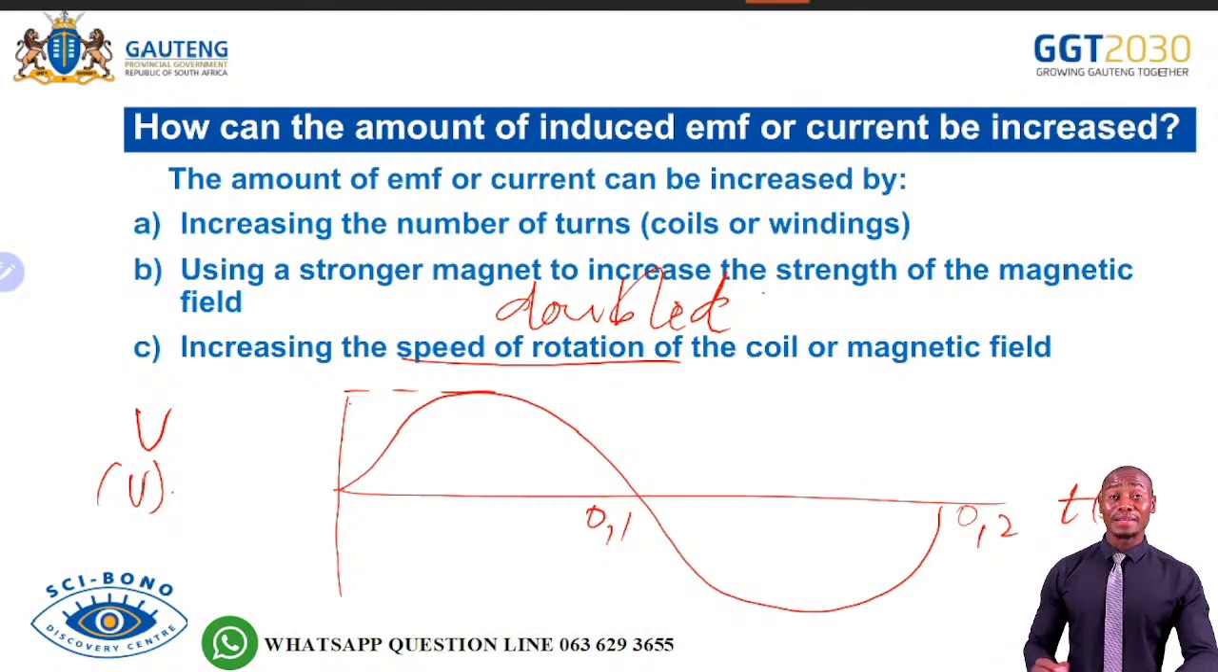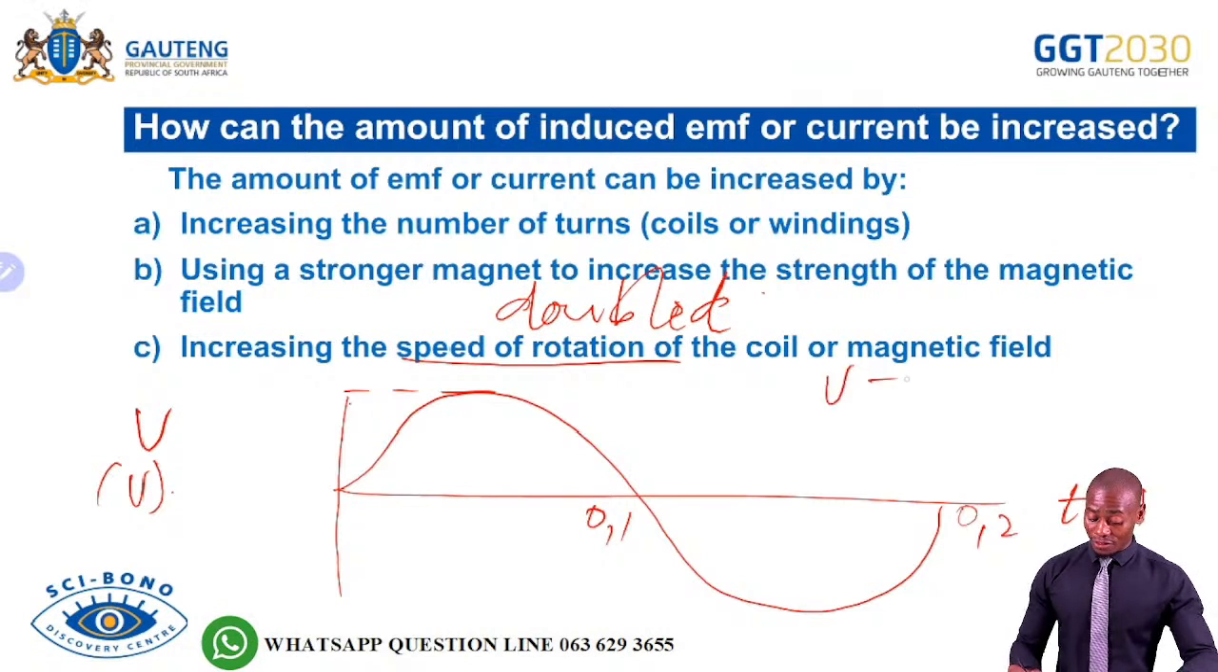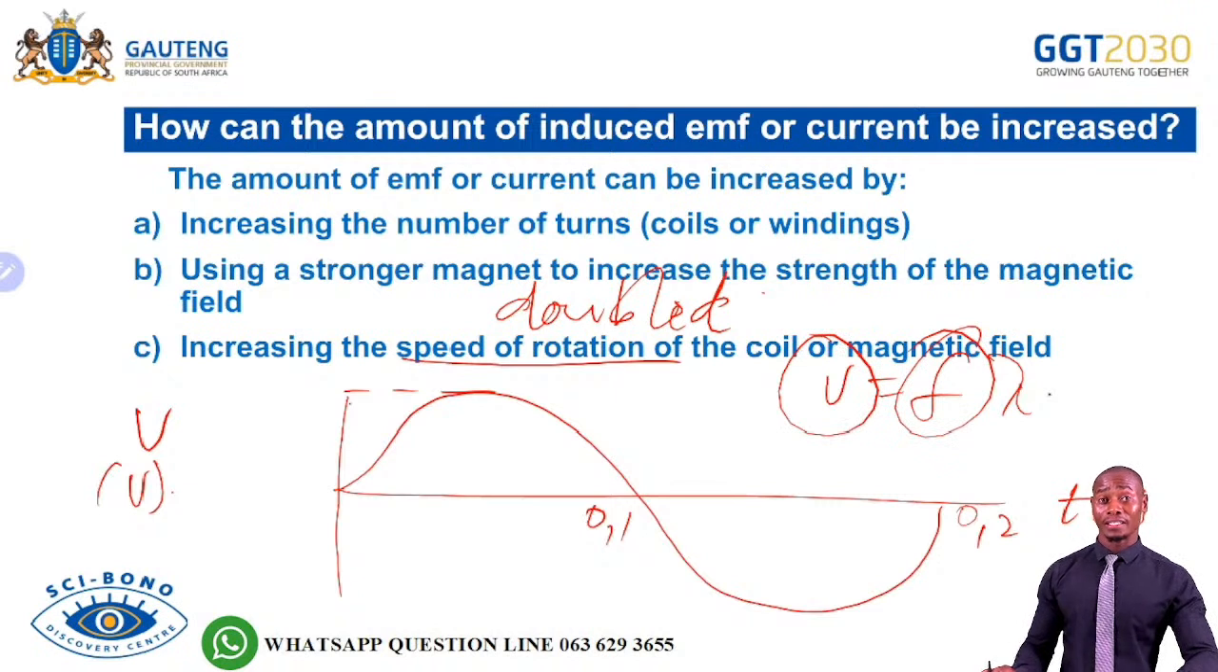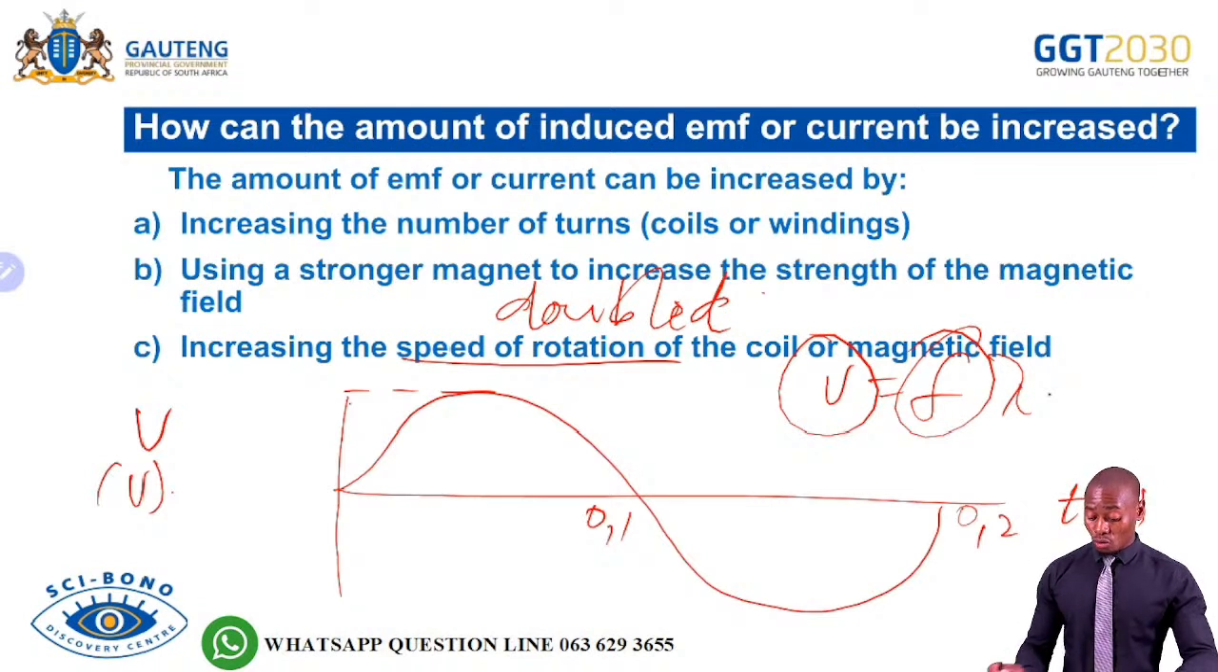Right. So the maximum, sorry, the EMF induced in a coil will be what? Will be doubled. Right. But there's another thing that will be affected. According to the equation, v equals f lambda. Right. So if the speed of rotation of the coil is doubled, the frequency is also going to be what? Is also going to be doubled. All right. Remember, what is the frequency? The frequency is the total number of waves passing a point per second. All right. So if this is doubled, this is also going to be what?